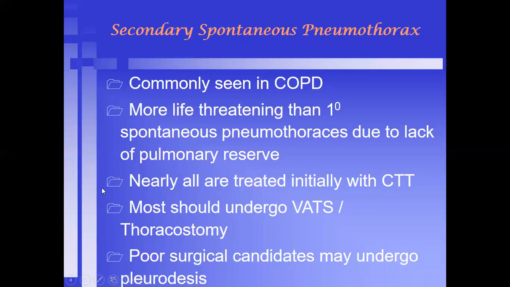depleted pulmonary reserve. Okay, so nearly all patients are treated initially with your CTT so that you have an immediate management of your pneumothorax. And subsequently, most should undergo your VATS or thoracostomy. However, if the patient is a poor surgical candidate, then they might opt to just do a pleurodesis.